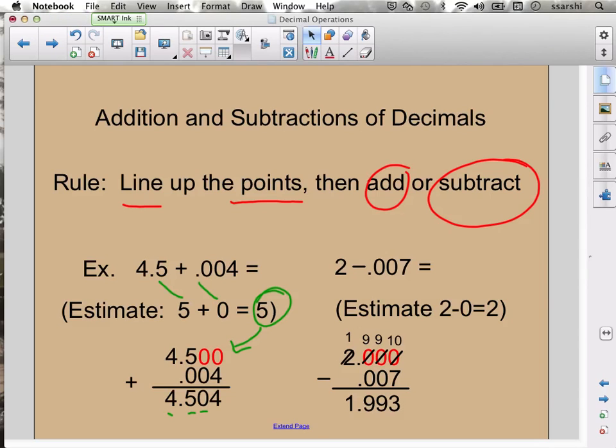I look at a subtraction example, and I see I have 2 minus 7 thousandths. I estimate, so I round the 2, which is still a 2. The 7 thousandths I round to a 0, and my answer should be approximately 2.